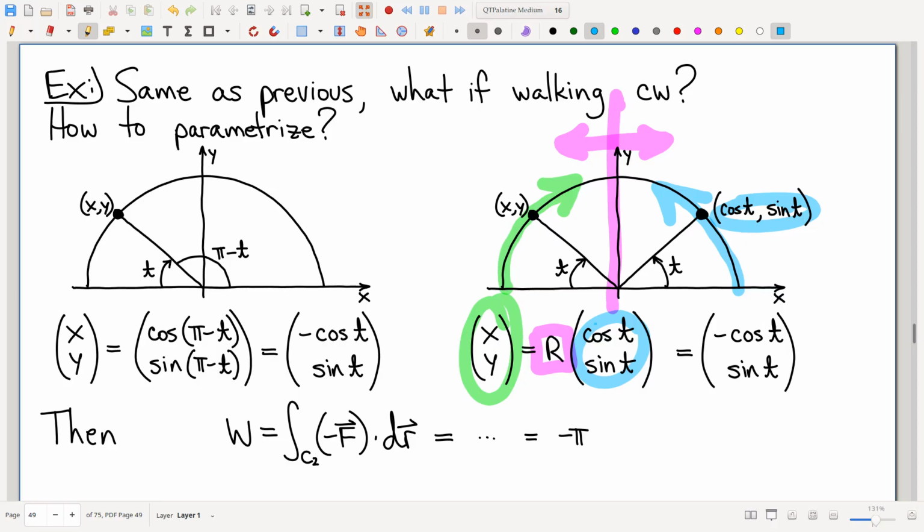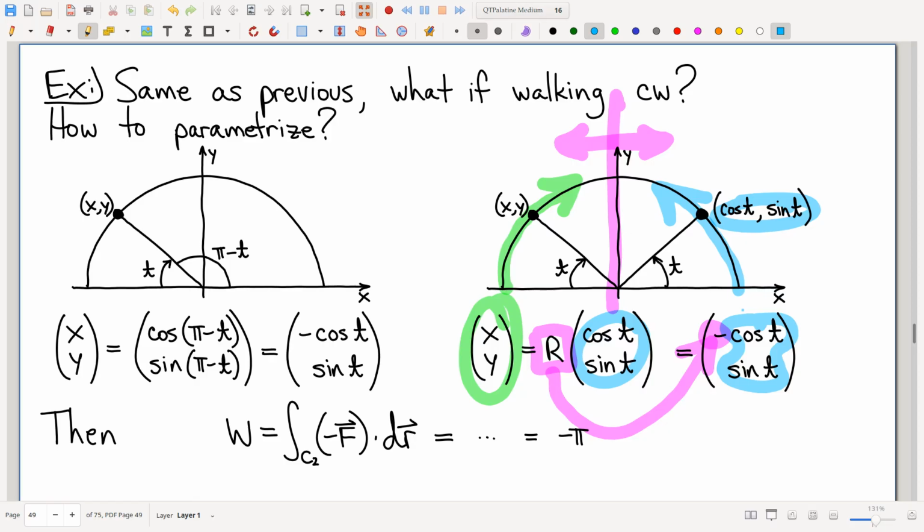And how do I do this reflection? What's the formula for reflecting over the y-axis? Let's take a look at the picture here. When you reflect over the y-axis, notice the y-coordinate doesn't change, and the x-coordinate just becomes the negative of what it had been. So the reflection is just putting that minus sign in the x position, and notice you get the exact same parameterization we had over there. Everybody good?